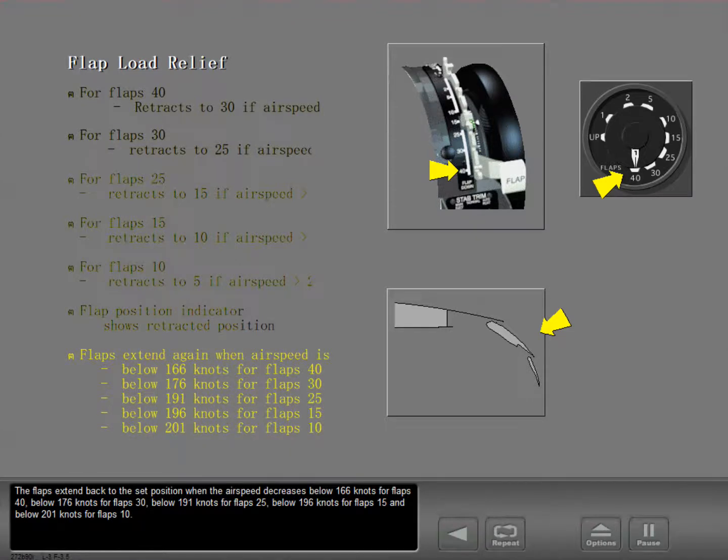The flaps extend back to the set position when the airspeed decreases below 166 knots for flaps 40, below 176 knots for flaps 30, below 191 knots for flaps 25, below 196 knots for flaps 15, and below 201 knots for flaps 10.